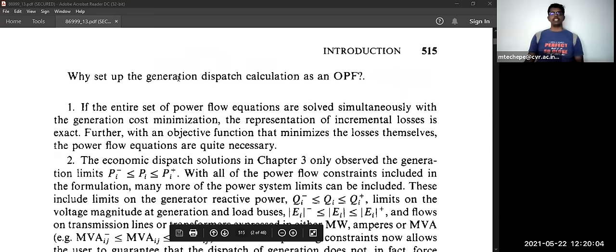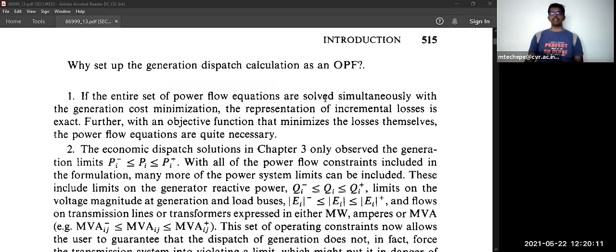Next, why do we set up the generation dispatch calculation as an OPF? If the entire set of power flow equations is solved simultaneously with the generation cost minimization, the representation of incremental cost is exact. Further, for the objective function that minimizes the losses themselves, the power flow equations are quite necessary. So the entire set of power flow equations is solved simultaneously. If you take one set of power flow equations, it will have a different objective function and different constraints. If you incorporate all the other paths, they must be traveled. So it involves many objective functions as well as many constraints.